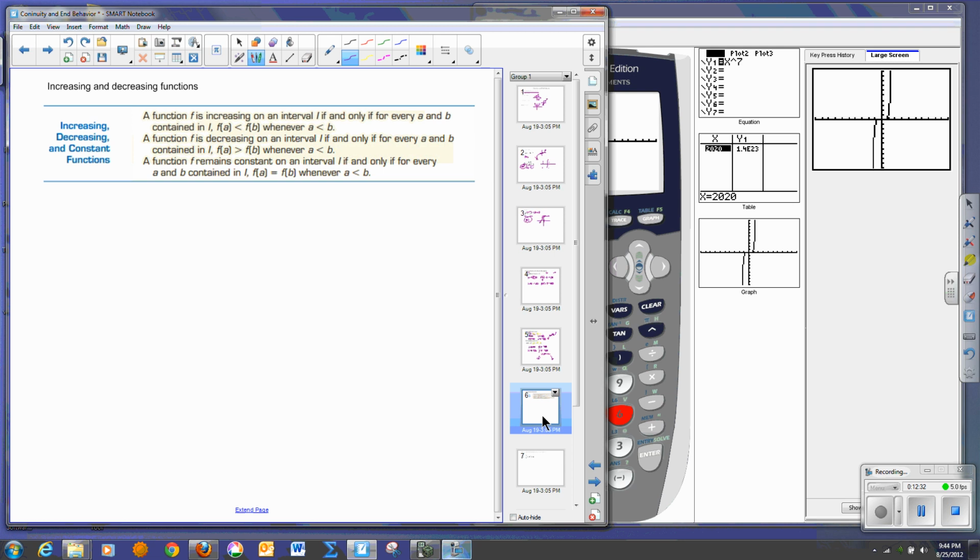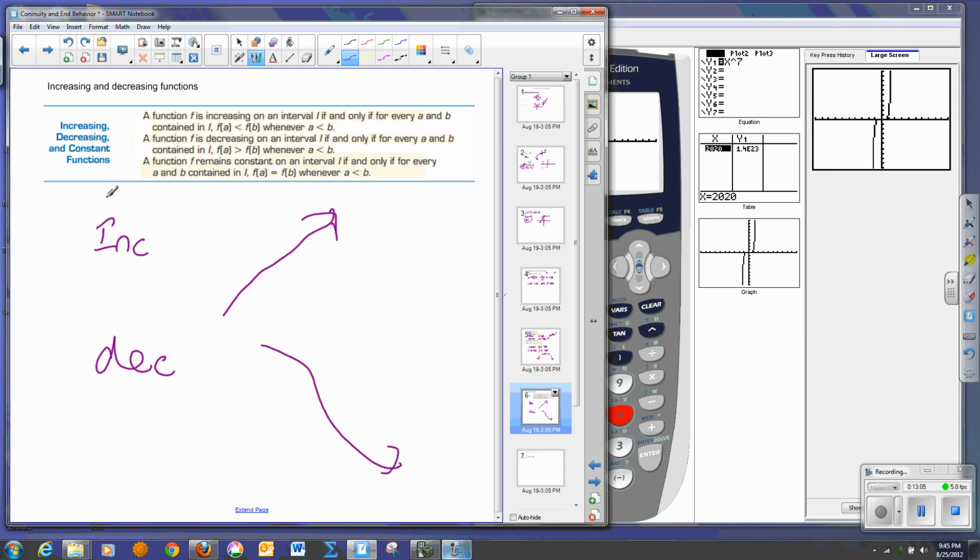Next, we're going to talk about increasing and decreasing functions. So here's kind of the book's definition of an increasing or decreasing function. Basically, as you read through these, think about what this really means, okay? F of A has to be less than F of B for any A less than B. In other words, if I'm increasing, my graph has to rise. If I'm decreasing, my graph has to fall.